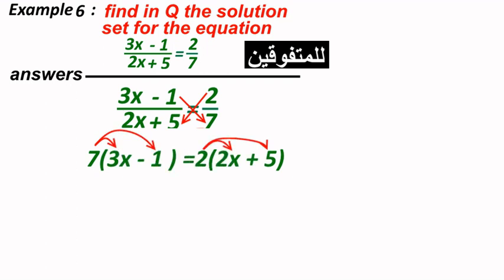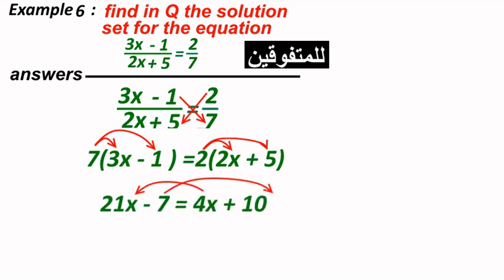Now multiply the numbers outside the brackets by the terms inside the brackets. 7 times 3x equals 21x, and 7 times 1 equals 7. So the left hand side will be 21x minus 7. The right hand side, 2 times 2x equals 4x, and 2 times 5 equals 10. The right hand side will be 4x plus 10.